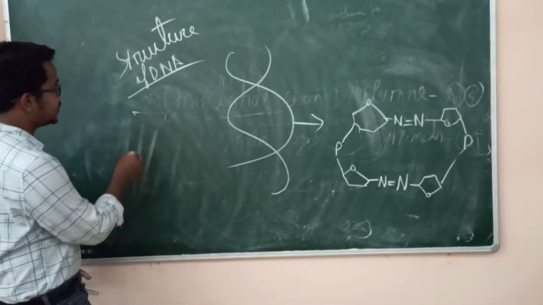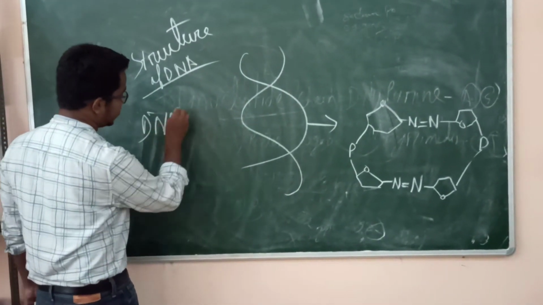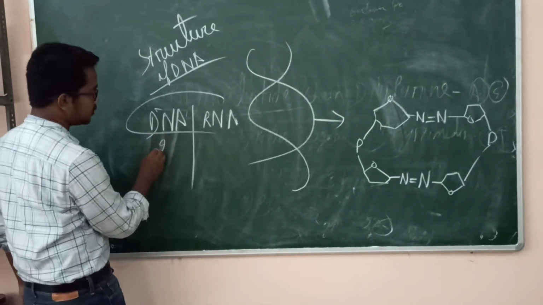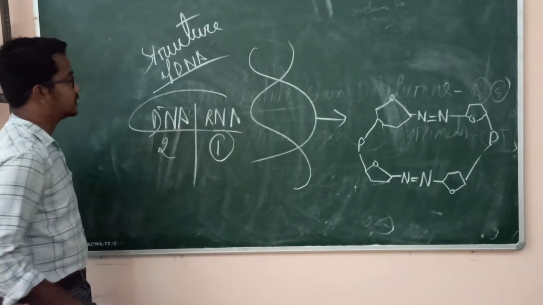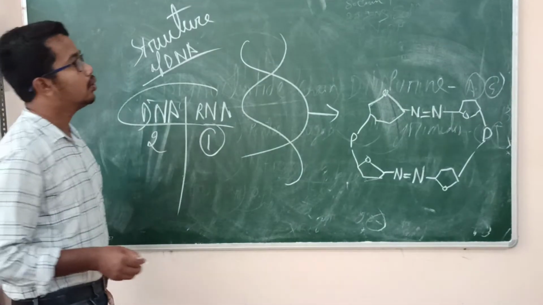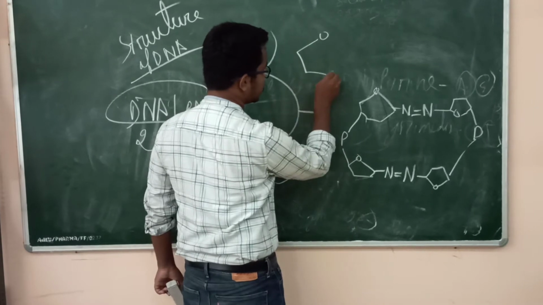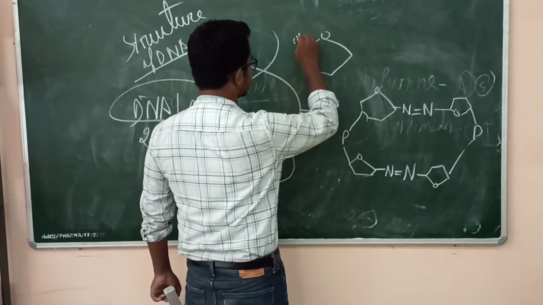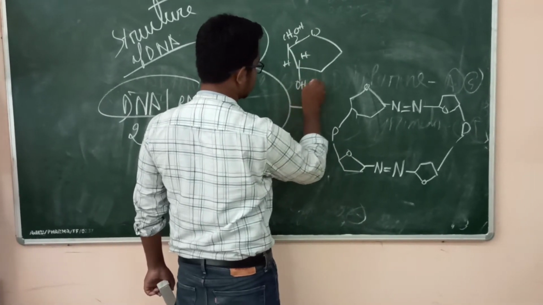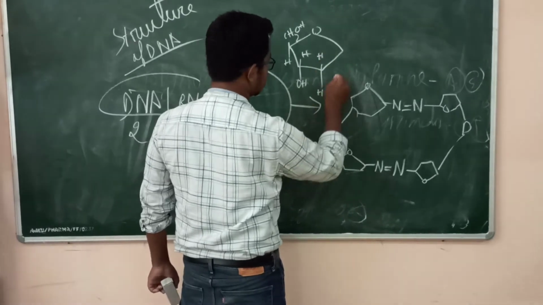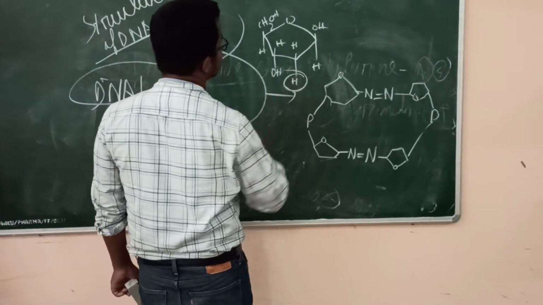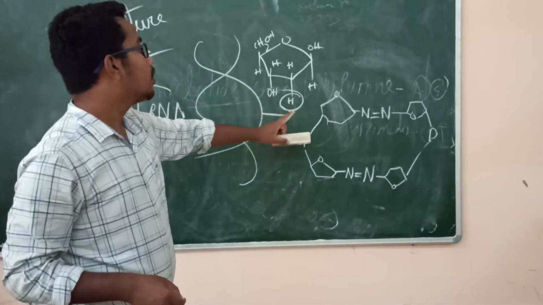Okay? Then what is the basic difference between DNA and RNA? DNA and RNA. Okay? DNA is a double helical structure and RNA is a single helical structure. Then DNA contains deoxyribose sugar. Okay, the structure is like this. Okay, this one is deoxyribose sugar. Oxygen group is absent.